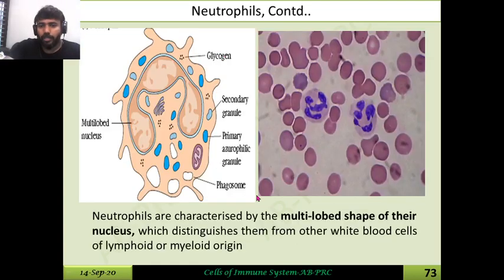This is the representation of the image of neutrophils. You can see this has a multi-lobed shape, and this will help in their identification. See, this is the microscopic image after staining. You can see a multi-lobed nucleus over there also, right. This will help in the identification. So that's about neutrophils.